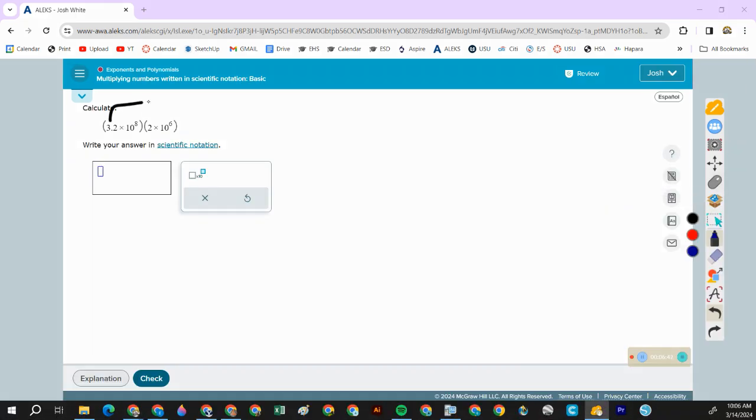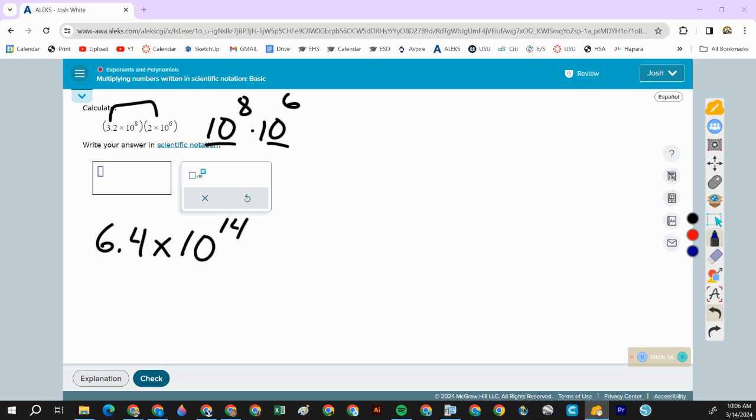So here, I'm going to multiply 3.2 times 2. So that is 6.4 times, and then I have 10 to the 8th times 10 to the 6th. Those bases match, so this will be 10 to the 14th. Now, that is an enormous number, by the way. 10 to the 14th is so large, it's hard for you to understand. So let me write it out.